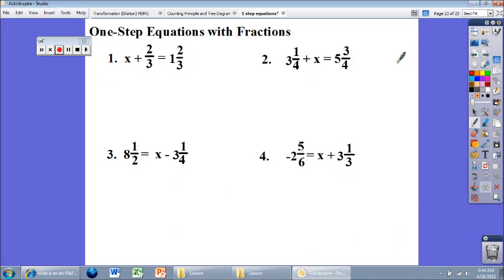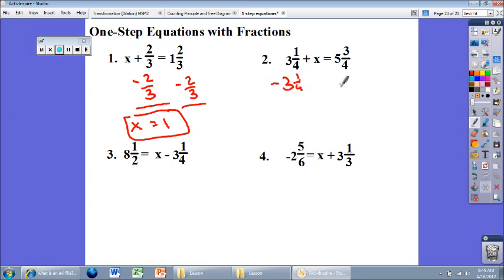And then finally, we can also do it with fractions. So we're going to go minus 2/3, minus 2/3. So x is going to equal 1 in this case, minus 3 1/4, minus 3 1/4. So x is going to equal 2 2/4, which we can simplify to 2 1/2.